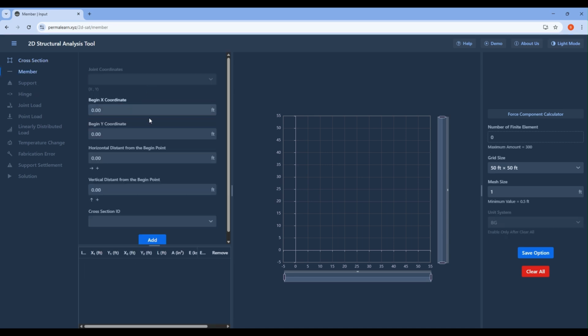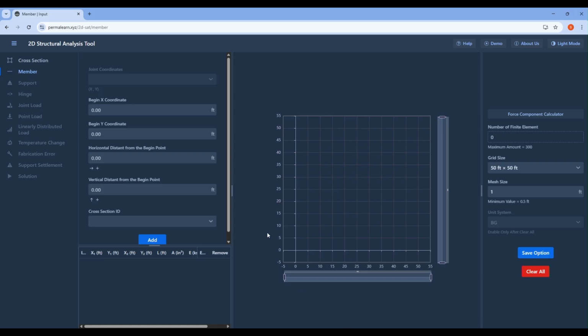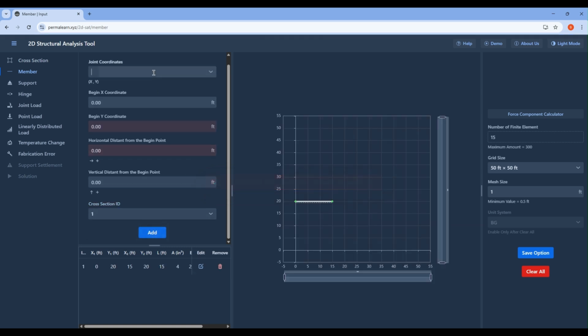And then let's put the member. My member starts from x equal to 0 and y equal to 20, and it's going to the right 15. Oh, I need to select the cross section here, 1. So from point B here, it's going downward -20, and from point C here, it's going to the right 15 and downward -20.